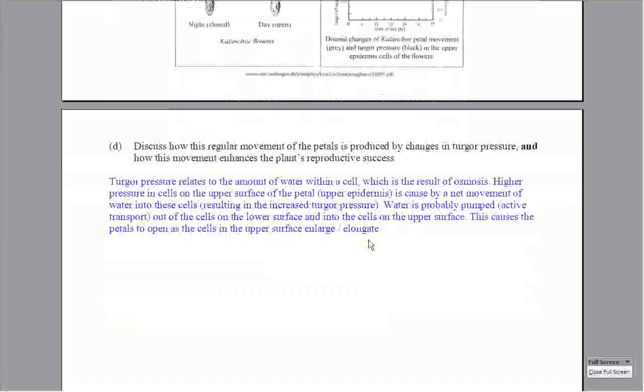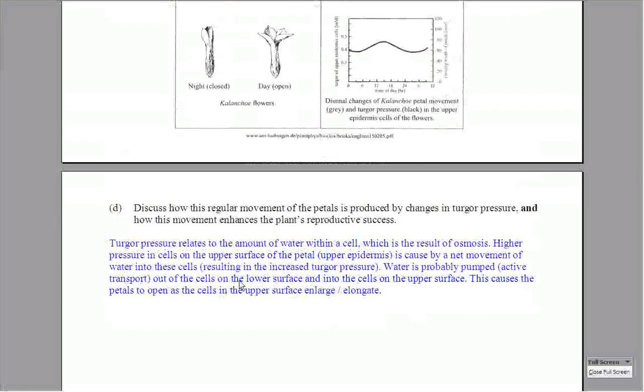Alright, so that's probably quite tricky. Some of you may have struggled to get that point there or explain that fully. It was a bit of an abstract question, but you will get that sometimes in the excellence questions. Okay, the last part we still need to cover is how this movement enhances the reproductive success. So we've got to link this to how that's going to make this plant more successful.